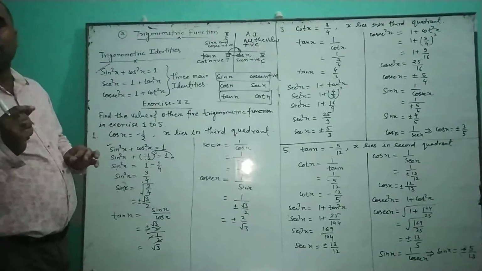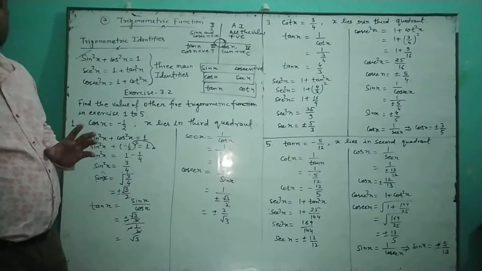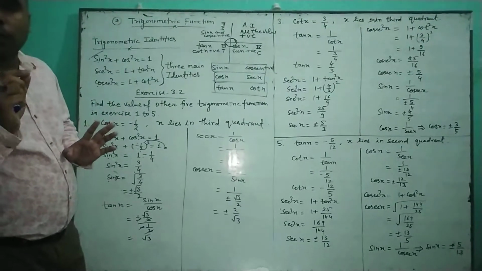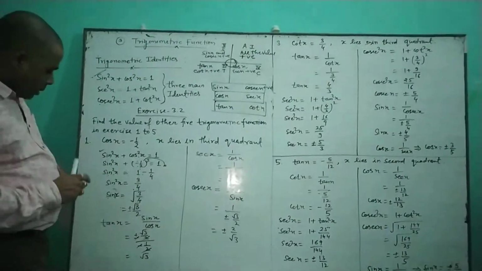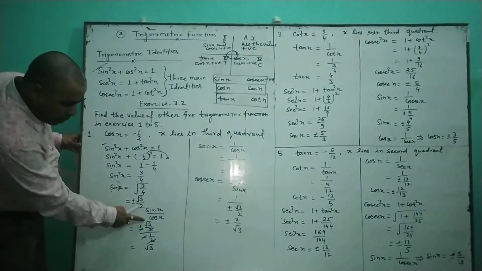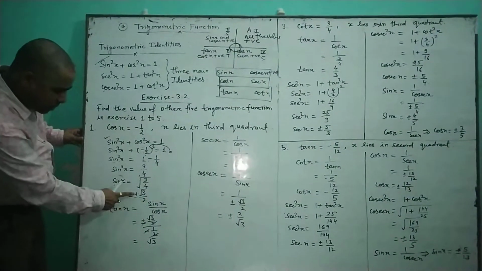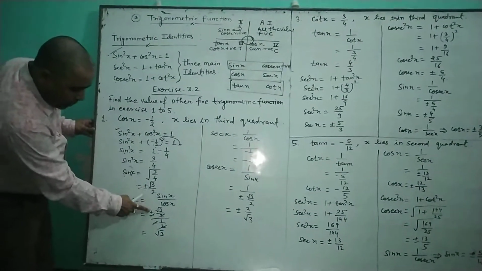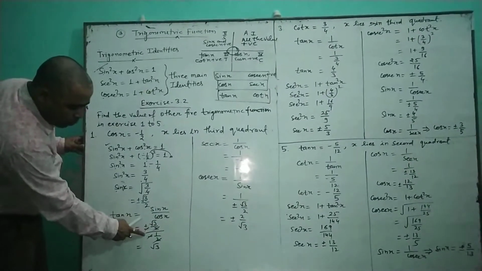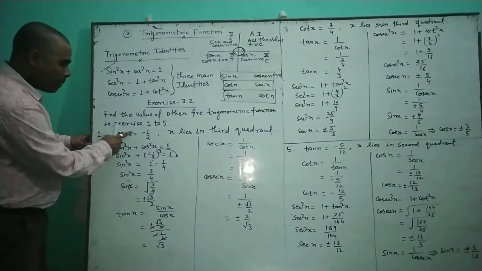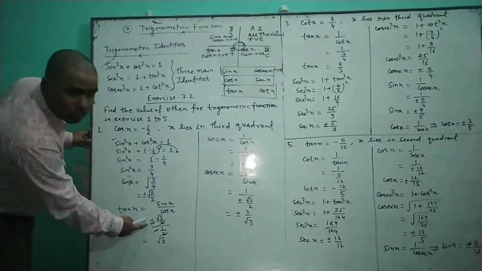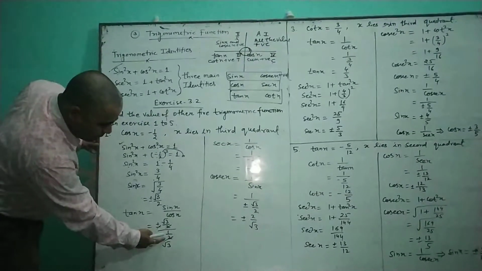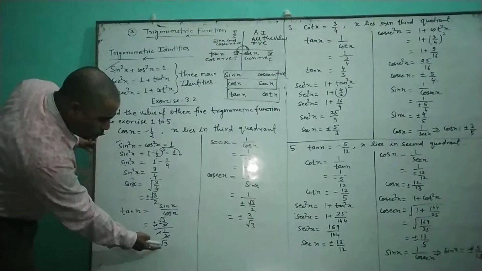Now in class 10 we already discussed tan x is equal to sin x upon cos x. Now tan x is equal to sin x upon cos x, and the value of sin x is plus minus root 3 by 2. So we write plus minus root 3 by 2 upon cos x, which is minus 1 by 2. Minus minus will cancel out, and 2 will cancel out. Now we get root 3.